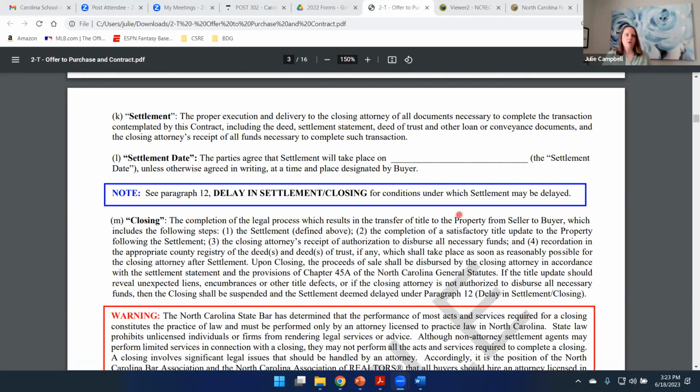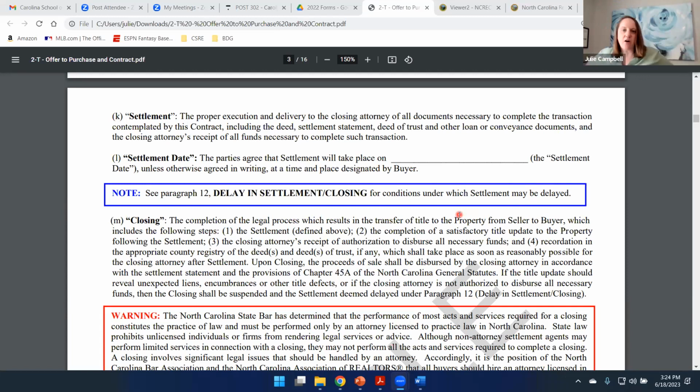Like we said the other day, what our buyers and sellers actually attend is settlement. Settlement is defined as the proper execution and delivery to the closing attorney of all documents necessary to complete the transaction, including the deed, settlement statement, deed of trust, and other loan or conveyance documents, and the closing attorney's receipt of all funds necessary to complete this transaction. So settlement is when the buyers and sellers go to the attorney's office, sign their paperwork. The buyer will bring their funds to settlement. If the seller owes any money, that's when they will bring their funds as well.